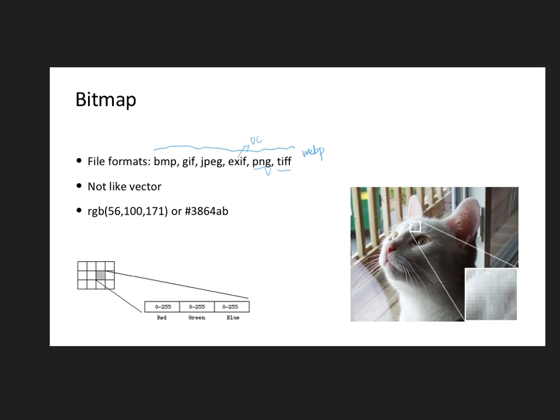Bitmap is not like vectors. If you enlarge one bitmap, you may find it becomes unclear. So let's see this cat image here. If you just enlarge this part, you may find that there are so many blocks here. One block here is one pixel, and there is no color transition inside one pixel. And let's see this one.